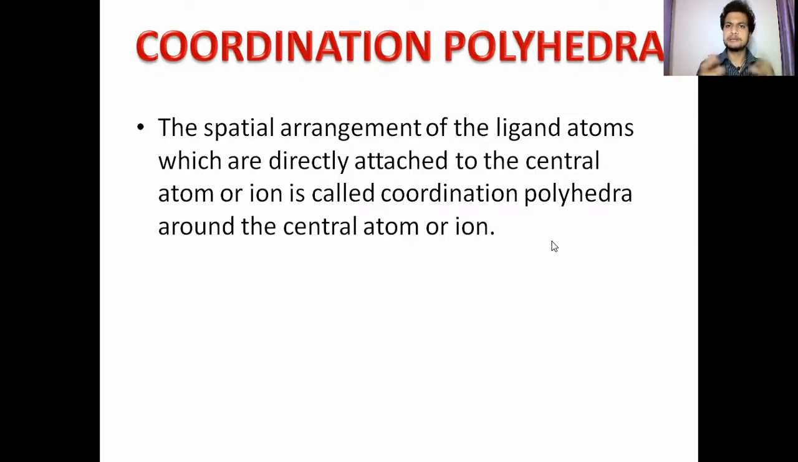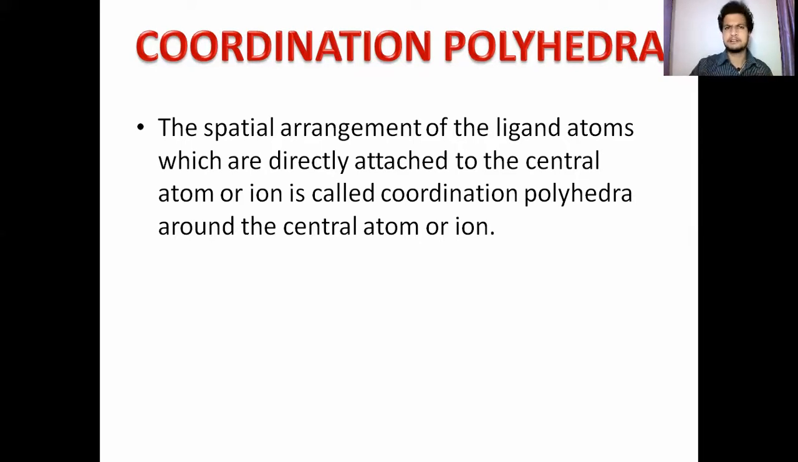Coming to the next, coordination polyhedra. It is nothing but the spatial arrangement, meaning the arrangement in space. What kind of geometry does it give you? Whenever a ligand approaches the central metal atom, it approaches from a specific direction. It is directional in nature. So the direction gives you an arrangement in space, and that arrangement gives you the geometry. Basically, it's the geometry of the coordination entity or the coordination sphere. That geometry or arrangement is nothing but the coordination polyhedra.